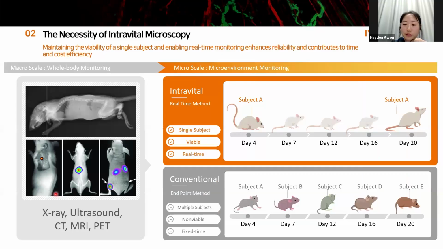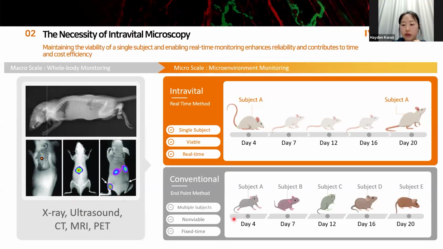As I mentioned previously, conventional techniques only yield low-resolution data since they capture images at the whole-body or whole-organ level. To overcome these limitations, we have developed a more advanced intravital microscope that enables researchers to track cellular dynamics, monitor drug distribution, and assess therapeutic effects, even in challenging organs such as the lung and heart in living animals.